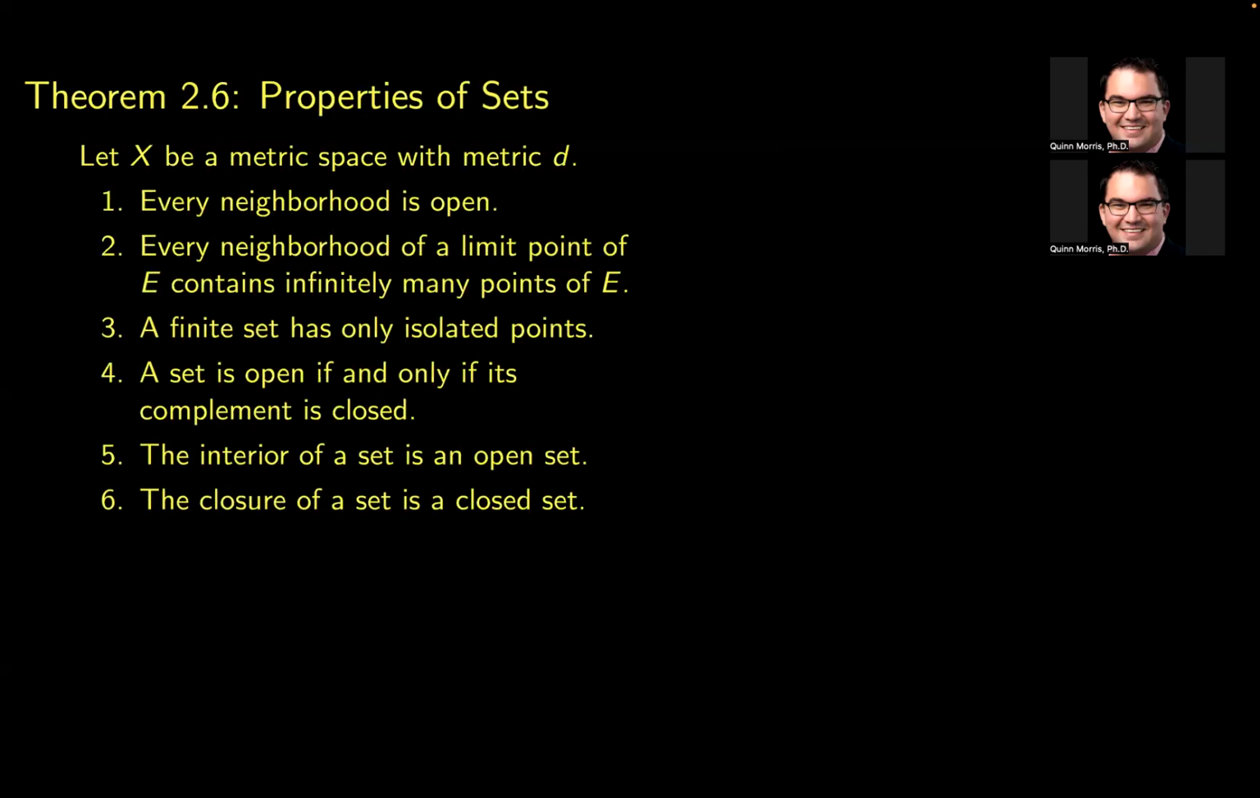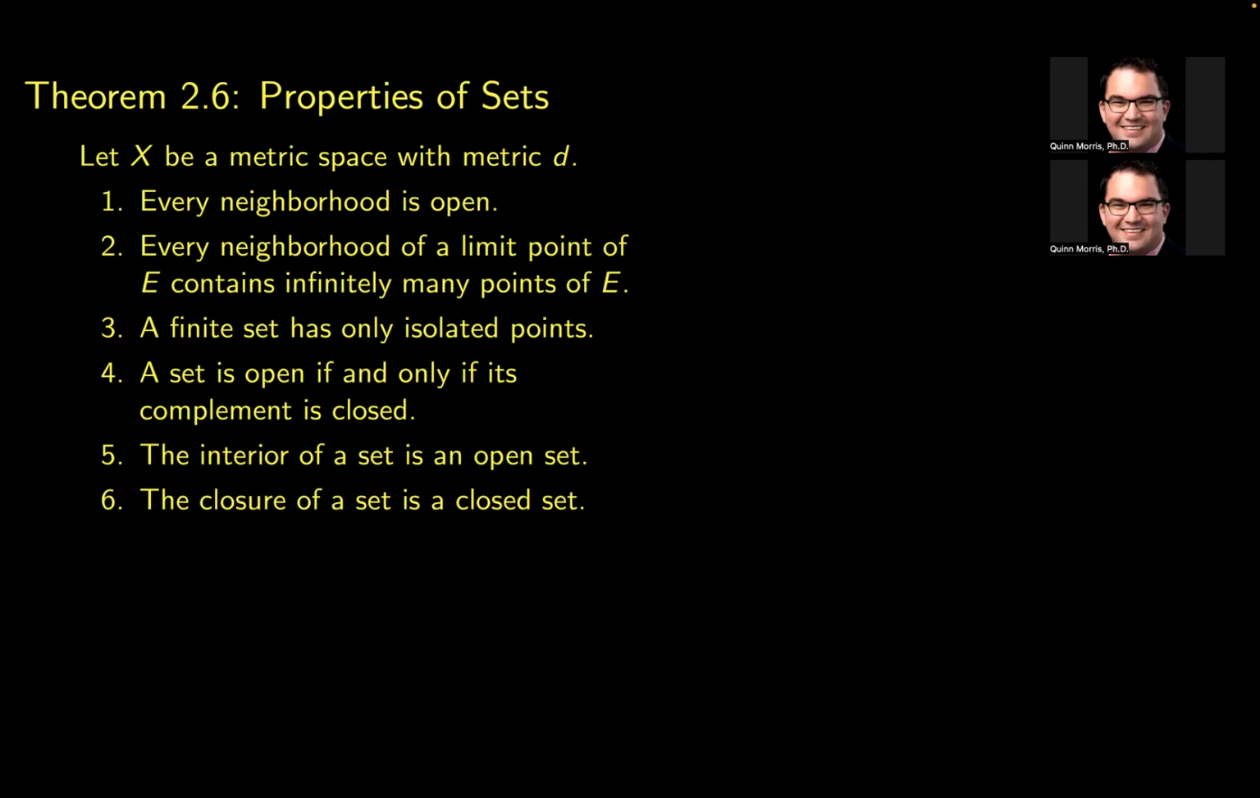Now, after all those definitions, of course, we define things and then we start to look at the different ways in which they're related. Okay. So if I have a metric space X with metric D, then all of the following things are true. Number one, every neighborhood is open. So a neighborhood of a point is always an open set. Number two, every neighborhood of a limit point of E contains infinitely many points of E. Number three, a finite set only has isolated points. Number four, a set is open if and only if its complement is closed.